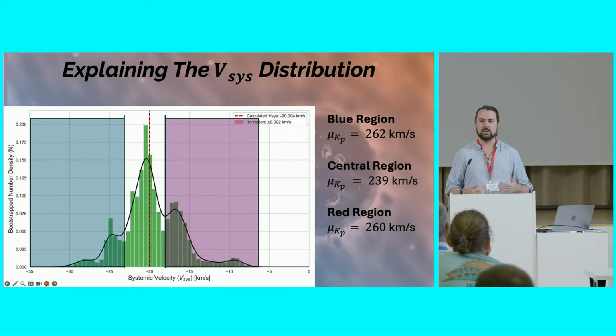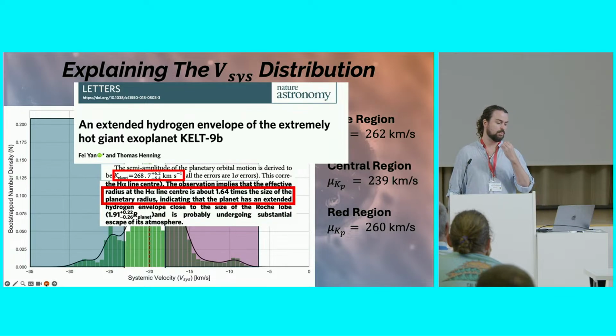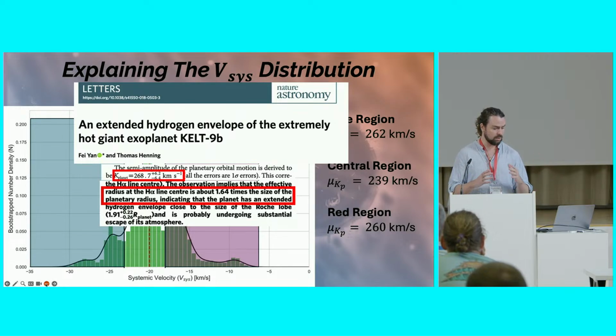So then I'm like, okay, well, what's going on here? What's this 260 value? Well, thankfully, other people have looked at KELT-9b too. Yann and Henning published a while ago that they also got a KP value of around 260 for the hydrogen lines, and they attributed this to being in the extended atmosphere of the exoplanet. Basically they calculate that the hydrogen should be almost out to the Roche lobe of the planet, and that explains why there is a difference in the KP values. I have some ideas about why this is the case, but I'm still thinking about it, and you can ask me in the questions later if you want to.